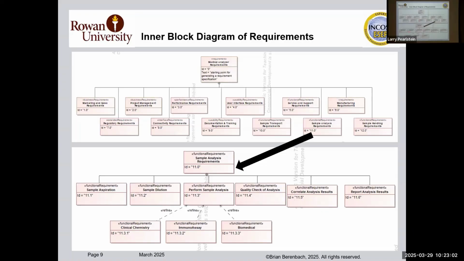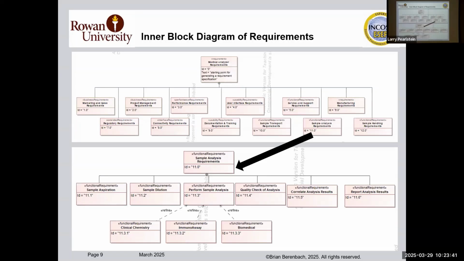And here we have aspiration, dilution, sample analysis, quality check of the analysis, correlating the analysis results, and reporting the analysis results. That's easy to do, it's just boxes. And then underneath that, any one of these you can explode to a diagram underneath. And here we have the 3 perform the sample analysis. We have clinical chemistry, immunoassay, and biochemistry, biomedical.